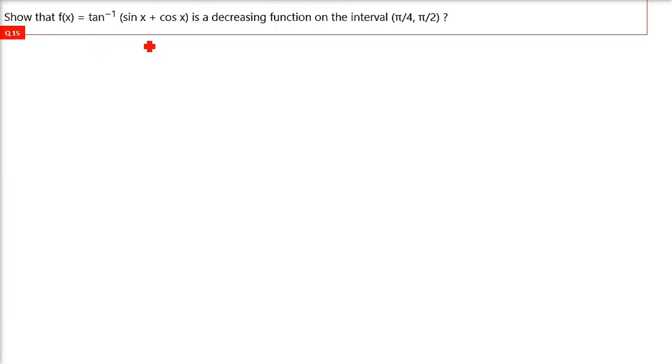Now show that tan inverse of sin x plus cos x is a decreasing function on the interval pi by 4 to pi by 2. So let me differentiate it first. F dash x, the whole effort in this question is only differentiation. I'm telling you, tan inverse x differentiation is 1 by 1 plus x square. Whatever is there in x, it will be 1 by 1 plus x square.